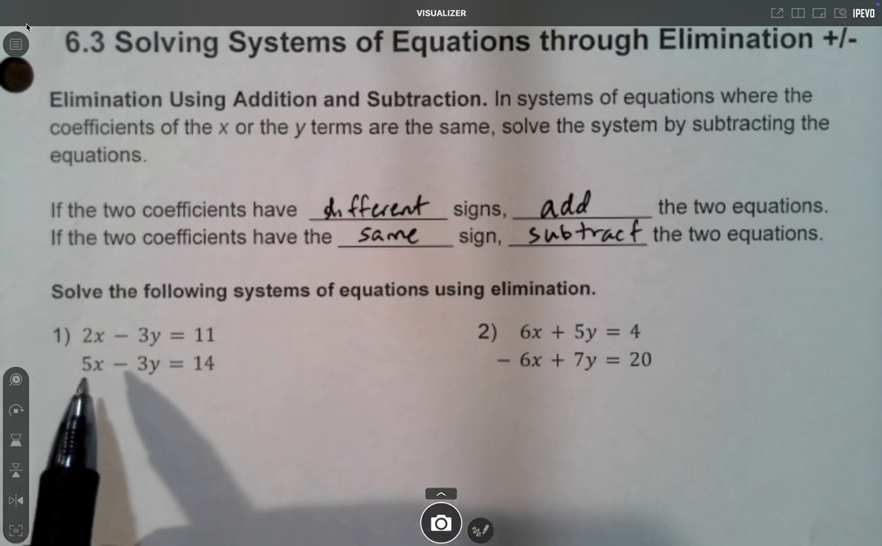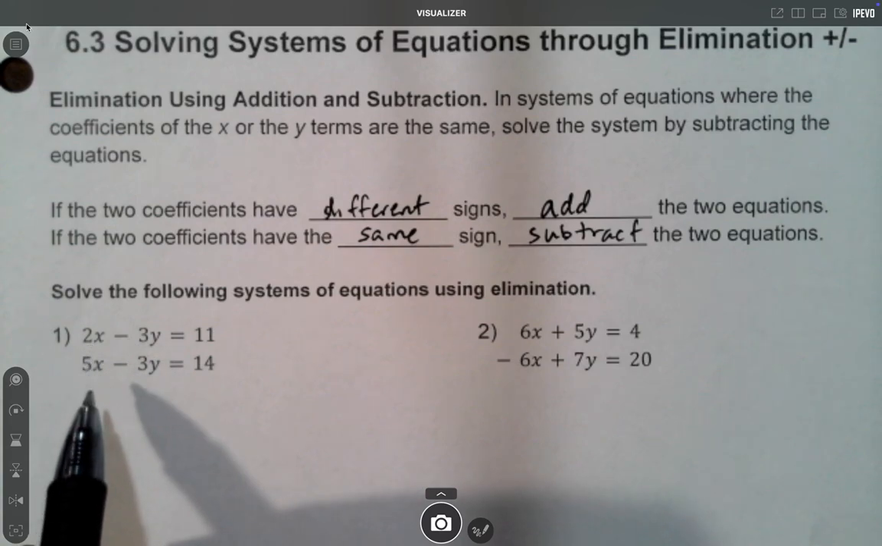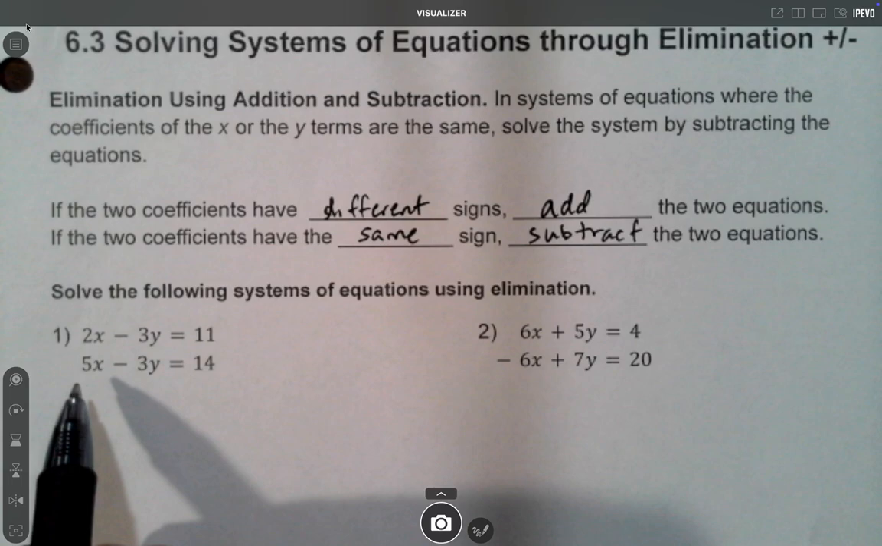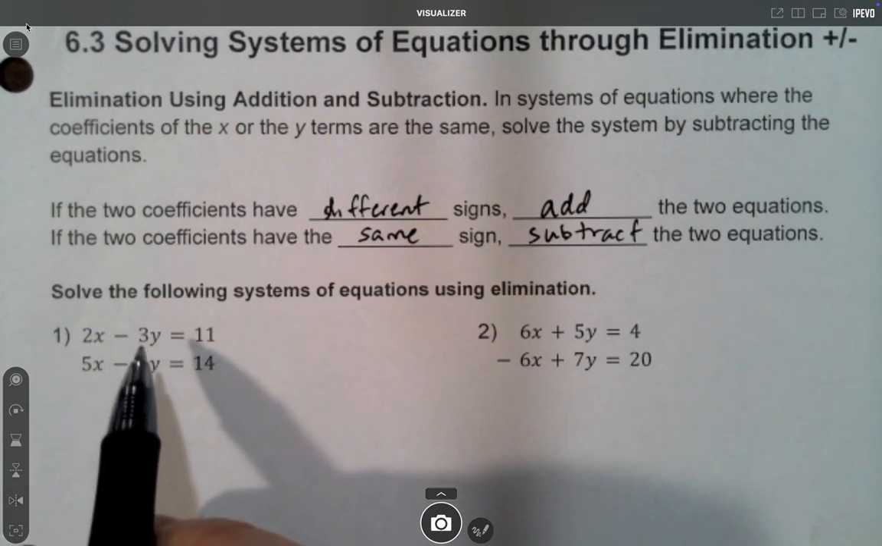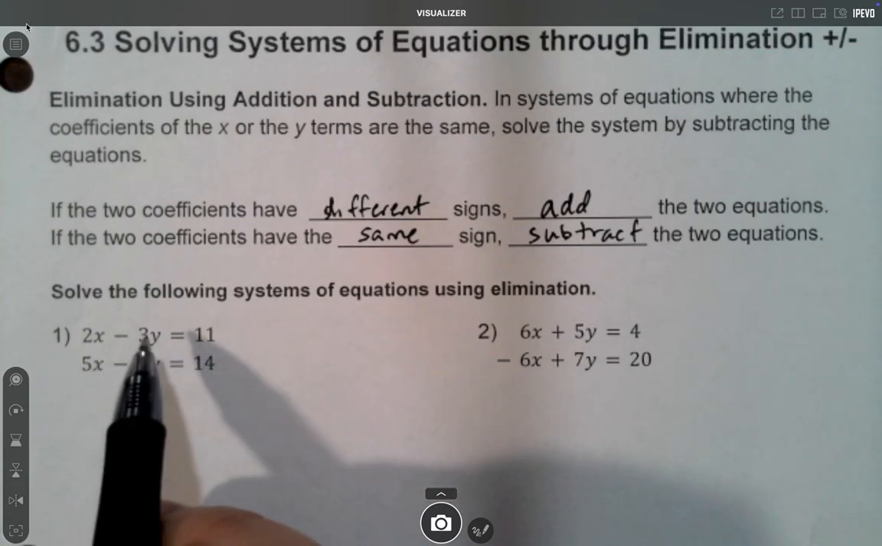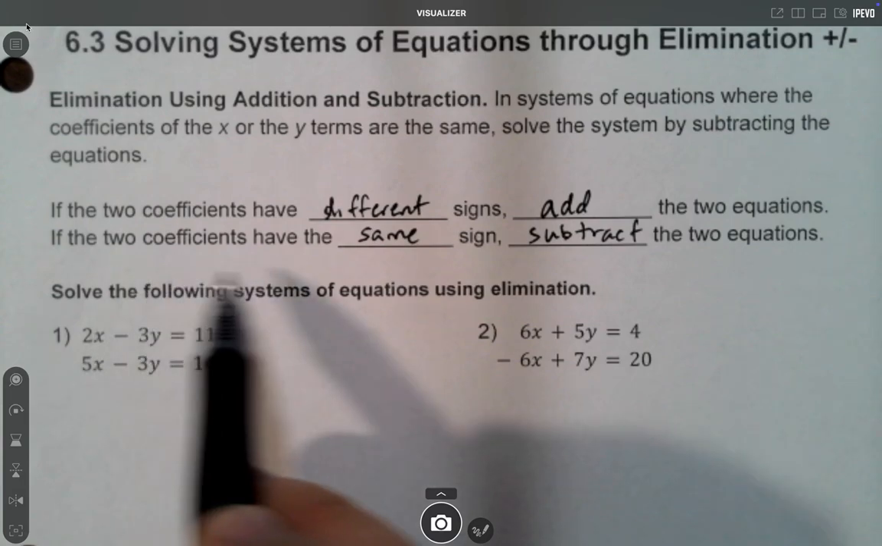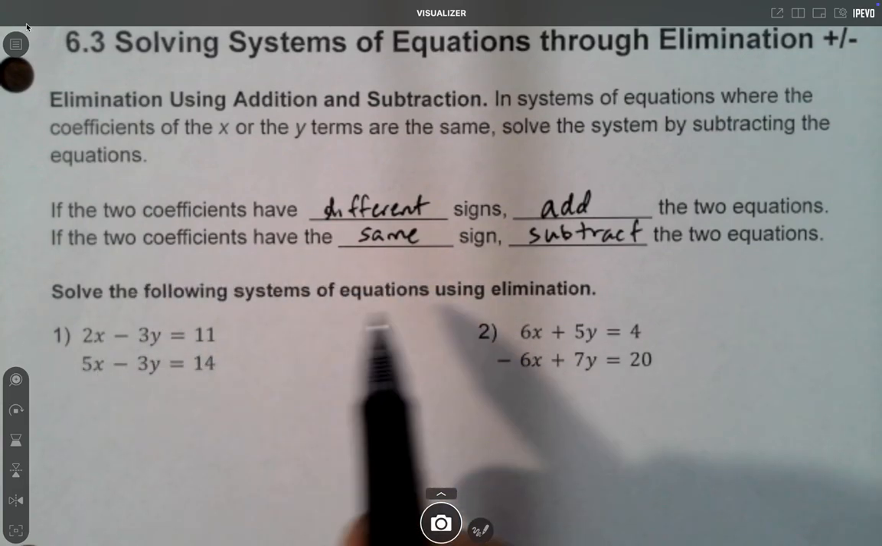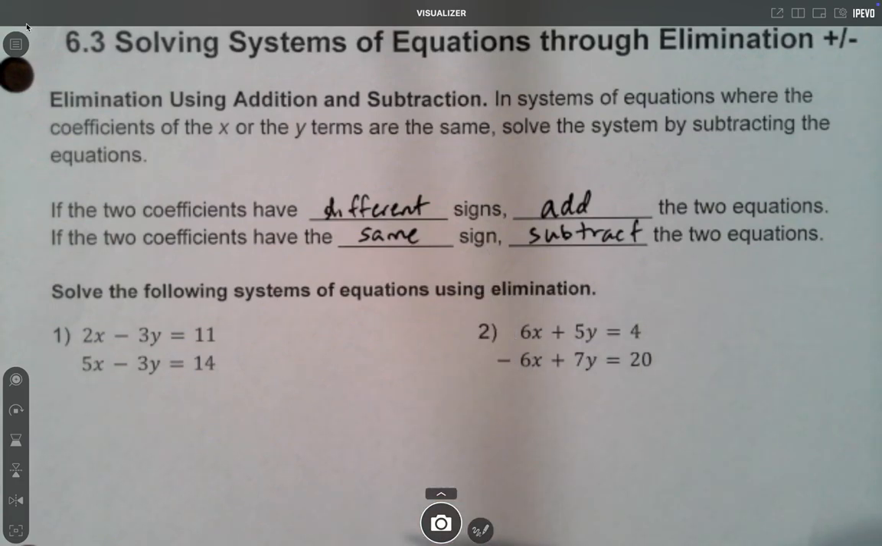Now in this one, the x's cannot be easily eliminated because this one has a 2 and this one has a 5. But the y's can be pretty easily eliminated because they're both negative 3. Now since they have the same sign, both of them are negative 3, we will subtract the 2 equations.